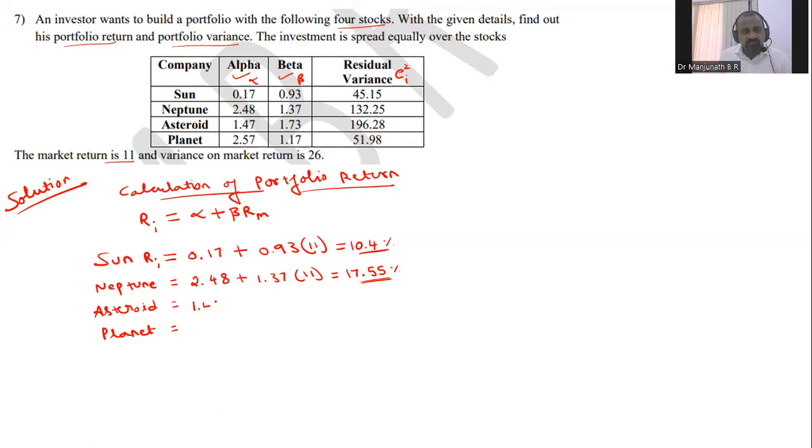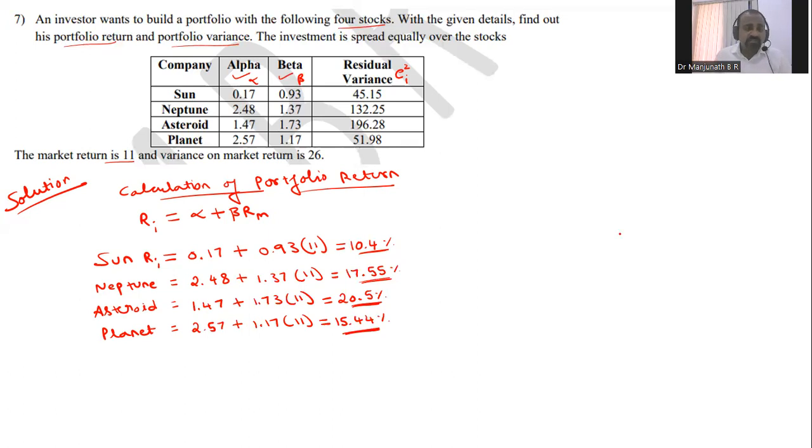Similarly for the asteroid, it's very simple. We have 1.47 as the alpha plus beta of 1.73, multiplied with the market return. If we simplify this, we should get 20.5%. And lastly, for the planet, we have alpha 2.57 plus beta 1.17 and the market return as 11. Alpha plus beta into RM gives you 15.44%.